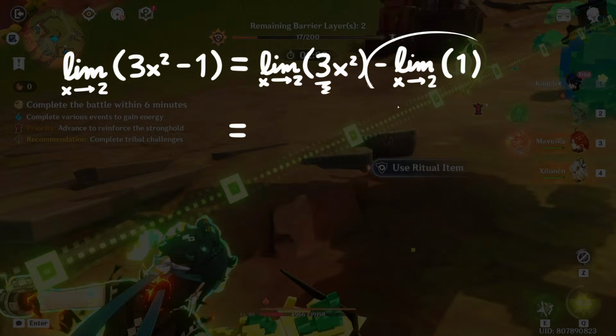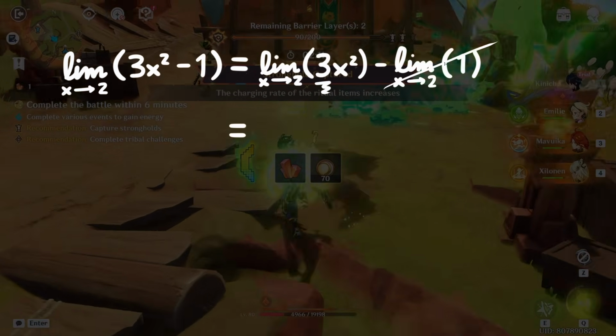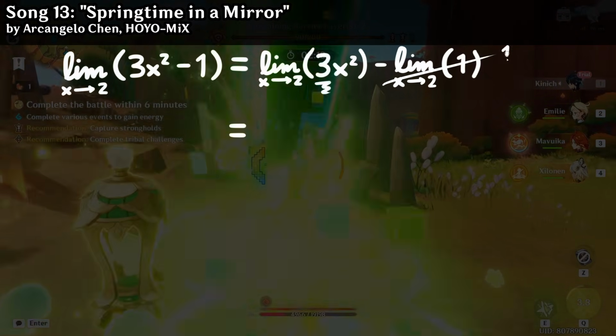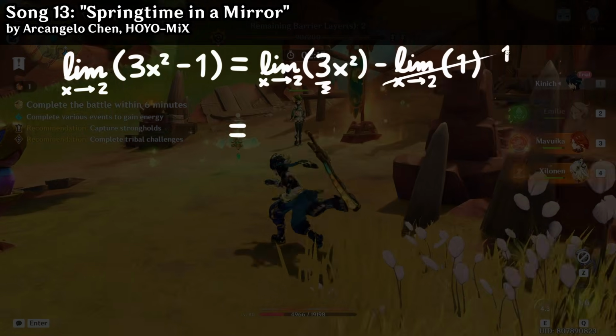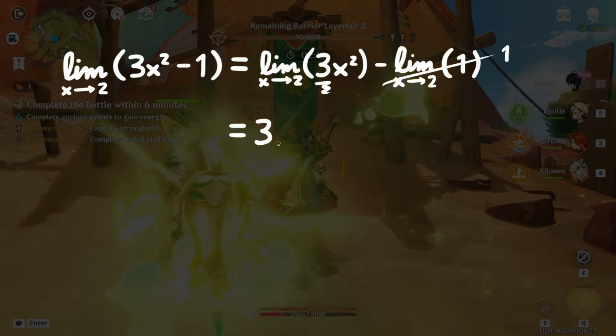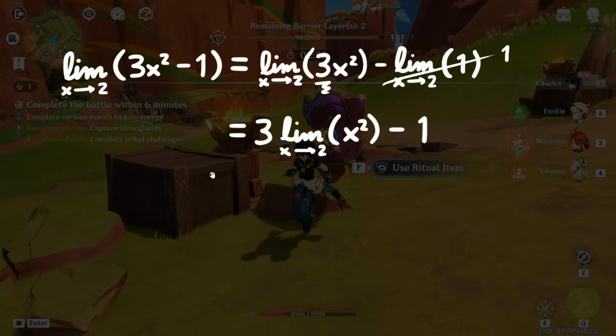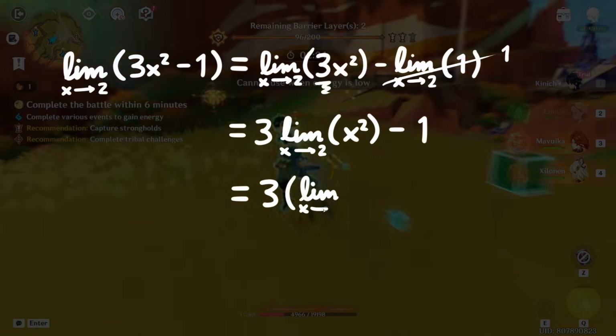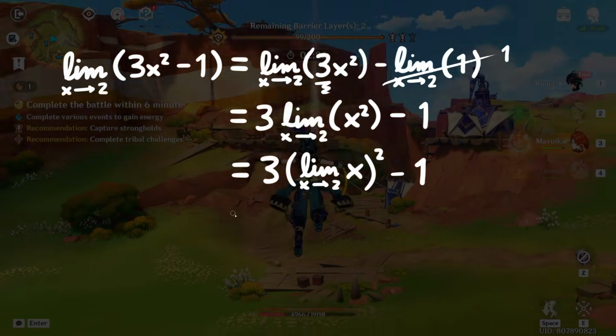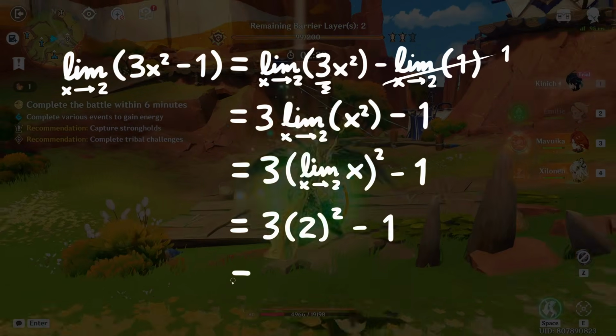And then on the second term, we can see that it's the limit of a constant number, so it just equals that number, which is 1. For the first term, we can factor out the 3 since it's also a constant, and then we can put the limit inside the square. From here, we can apply the limit and calculate the value to get 11.